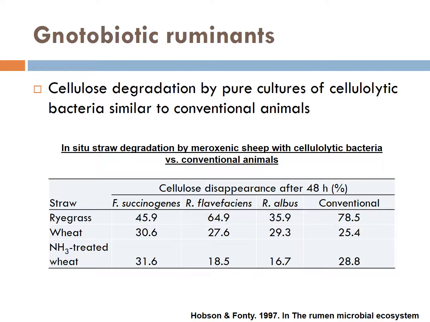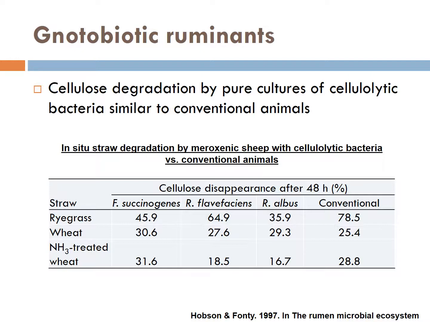With these sheep, cellulose disappearance was measured after 48 hours for ryegrass, wheat, and ammonia-treated wheat straws. For the animals inoculated with one of the cellulolytic species, cellulose disappearance rivaled or was even greater than that for conventional animals. For the ryegrass, Ruminococcus flavifaciens led to a cellulose disappearance pretty close to that for the conventional animals. For the wheat straw, all three cellulolytic species led to a higher cellulose disappearance compared to the conventional animals, and for the ammonia-treated wheat straw, Fibrobacter succinogenes led to a higher cellulose disappearance.